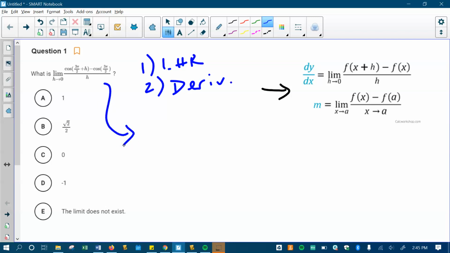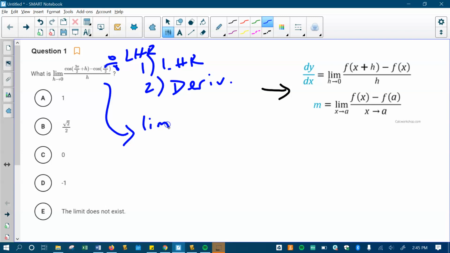To do L'Hopital's rule, plug in 0 for h. So if we plug in 0 for h, we get cosine of 3 pi over 2 minus cosine of 3 pi over 2, which is 0 over 0. So that's L'Hopital's rule. And when we take the derivative, we pretend that h is x.